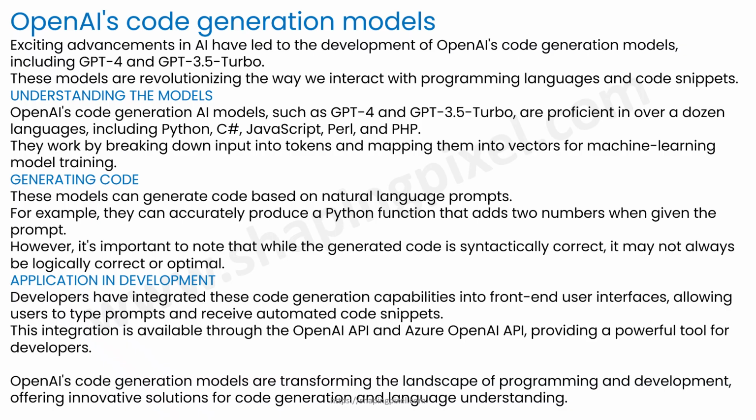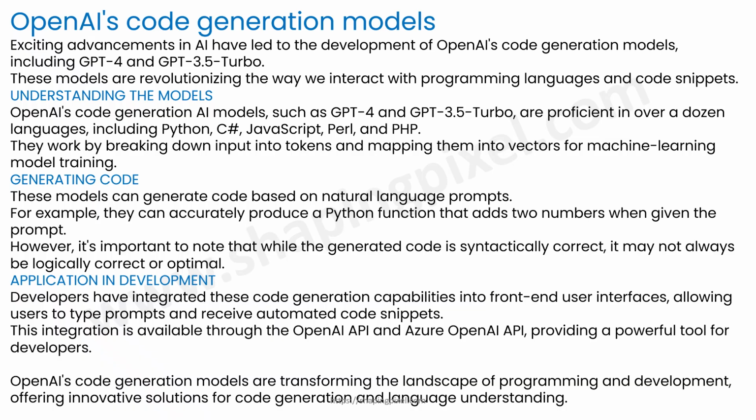Exciting advancements in AI have led to the development of OpenAI's code generation models, including GPT-4 and GPT 3.5 Turbo. These models are revolutionizing the way we interact with programming languages and code snippets. They are proficient in over a dozen languages including Python, C, JavaScript, Perl, and PHP.